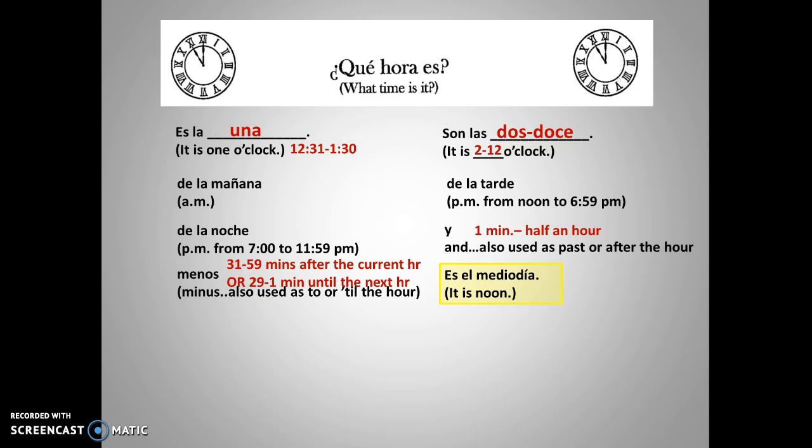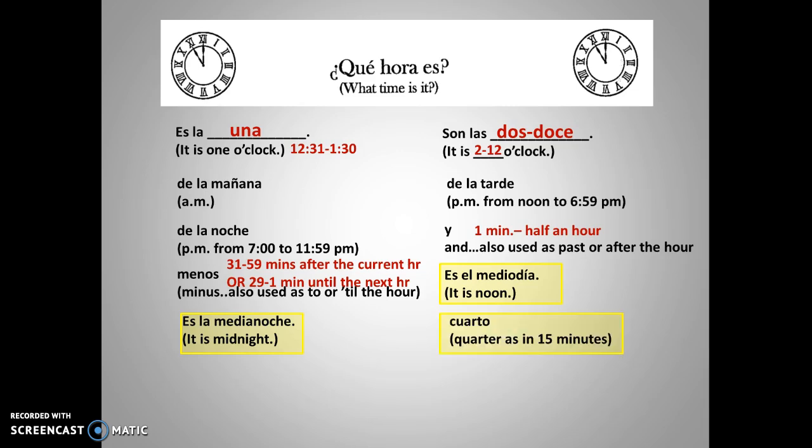Now, another phrase, es el mediodía, is optional. That's why I have it highlighted in yellow. Es el mediodía means it is noon. You could also say it is 12 p.m. Son las 12 de la tarde, which means the exact same time. So you have options. You can say es la medianoche, which means it is midnight. Or you can say it is 12 a.m. Son las 12 de la mañana, meaning the exact same time. So you have options there.